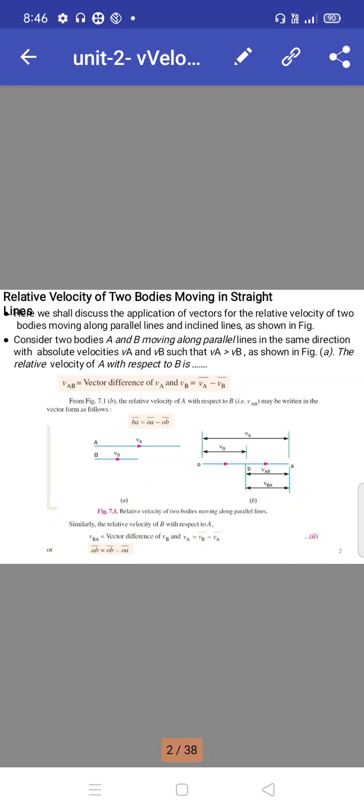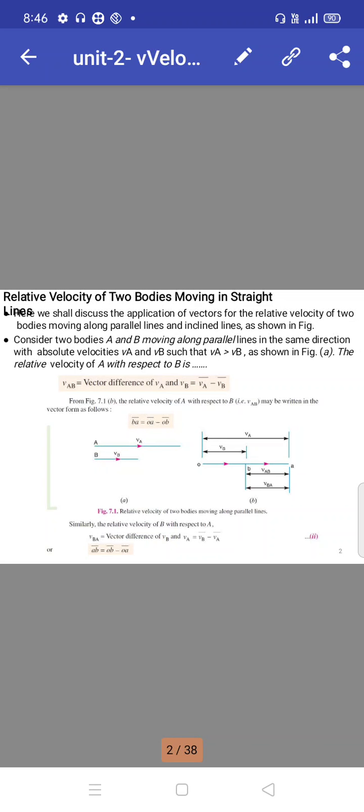Hi friends, let's see the velocity analysis. So we have a category of relative velocity method as well as instantaneous method. We have to see relative velocity method of two bodies moving in straight line. The application of vectors for relative velocity of two bodies moving along parallel lines and inclined lines.